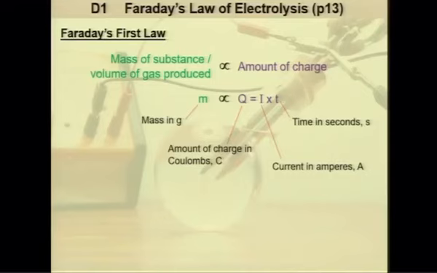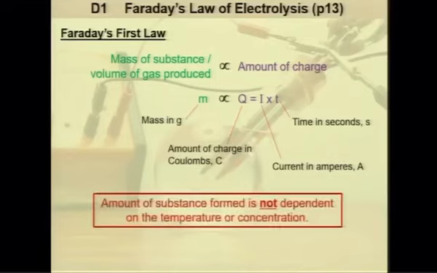For example, in PV equals nRT, what are the proper units to use? The amount of substance formed based on this equation shows that it's not dependent on temperature or concentration. It depends only on charge.